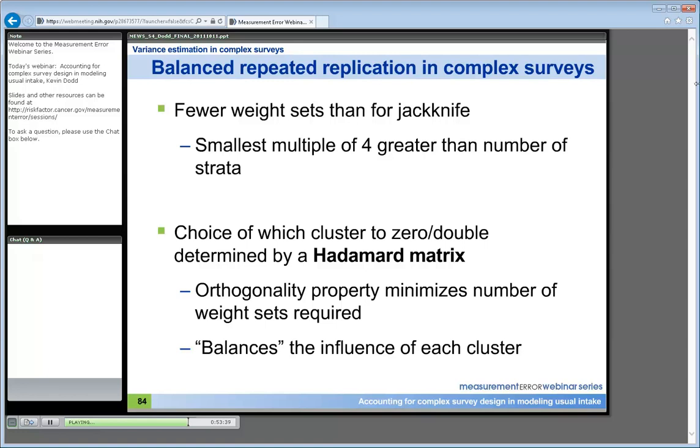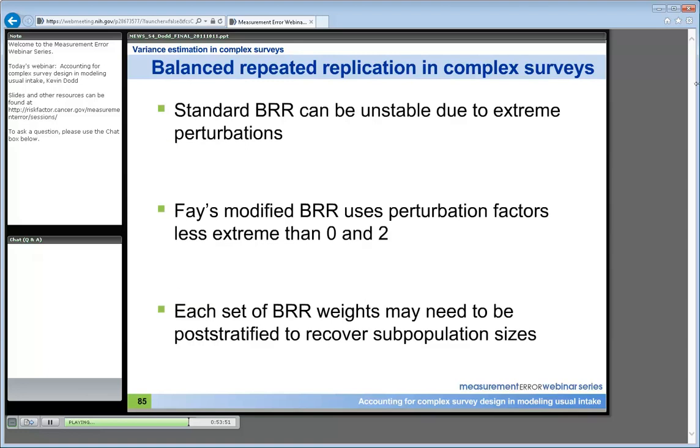Now, this orthogonality property of the Hadamard matrix is used to ensure that no single cluster is disproportionately represented in the standard error calculation. The influence of each cluster is considered balanced, and that's where the name balanced repeated replication comes from. I said BRR is pretty aggressive. Sometimes it's too aggressive. You basically are throwing out half your sample for each weight set, and this means that standard BRR can sometimes be unstable due to these extreme perturbations.